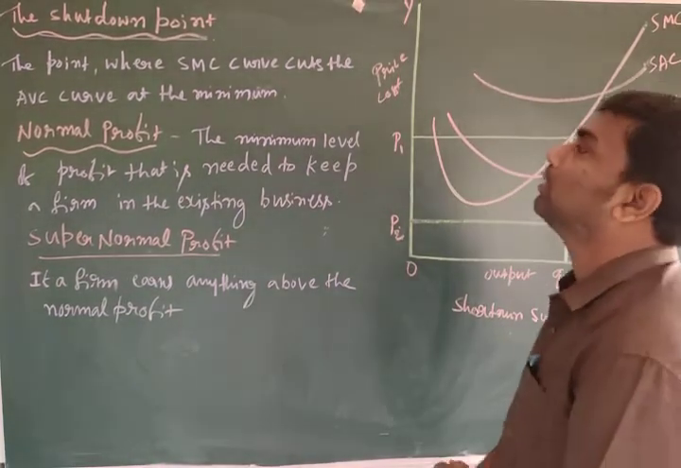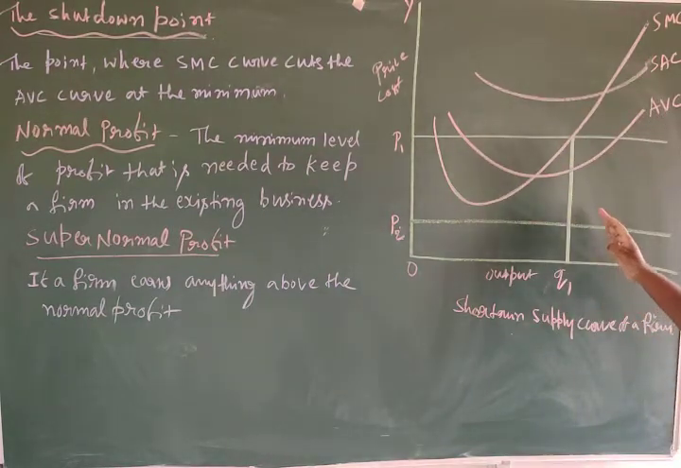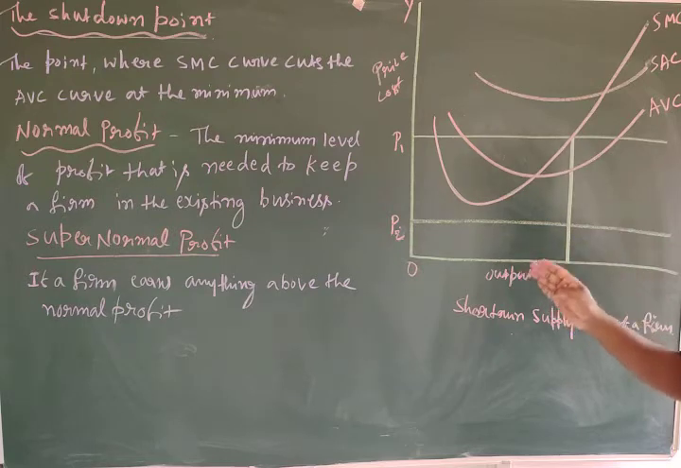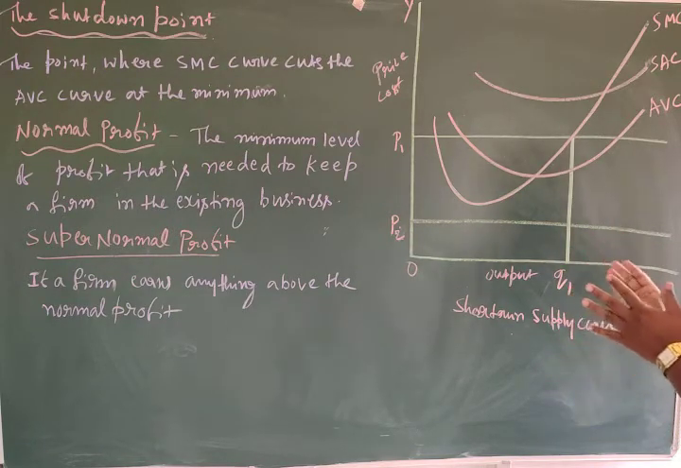Hello dear students. In the last class I explained the short-run supply curve of a firm. This shows the output level that a profit-maximizing firm chooses. The firm chooses the profit maximization point. At which point will the firm get profit maximization?